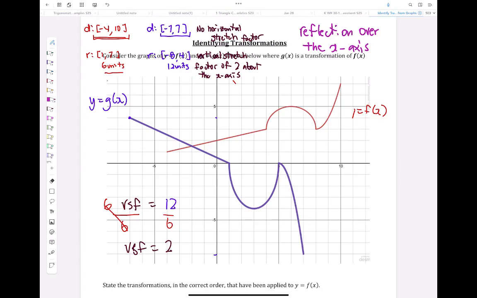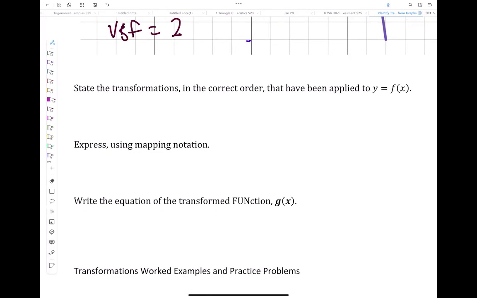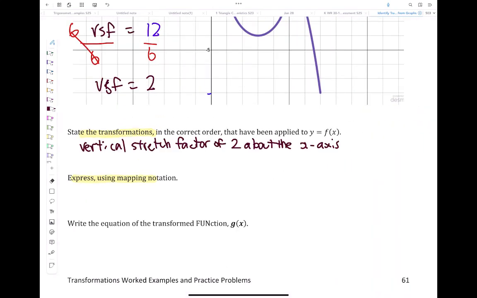What we now need to figure out is if there's been a shift of any type. We know we've stretched this, we know we've flipped this, but have we shifted it? It looks like it. Well, that's why I said I've got to deal with these two components together. I've got to state the transformations and express using mapping notation together. How? Well, first of all, let me get down these transformations that I do know. We have a vertical stretch factor of 2 about the x-axis, and we have a reflection over the x-axis. So we have those two things going on.